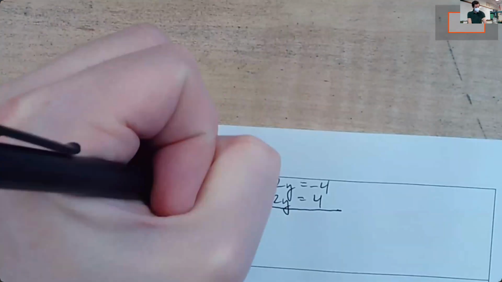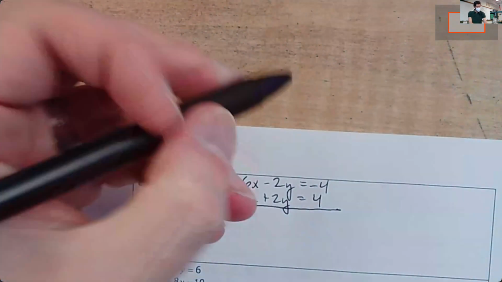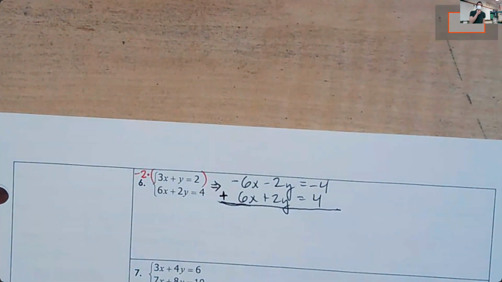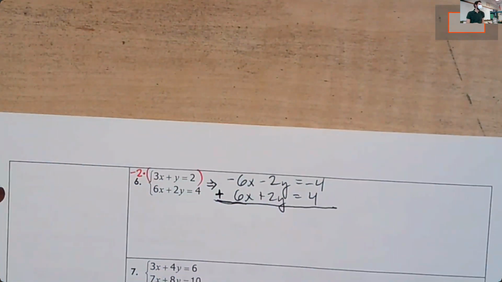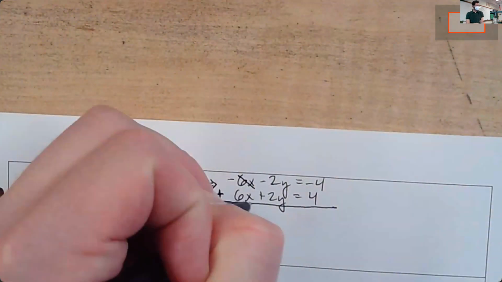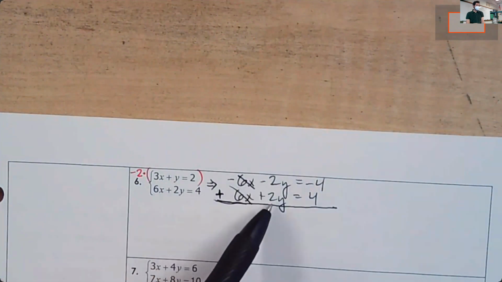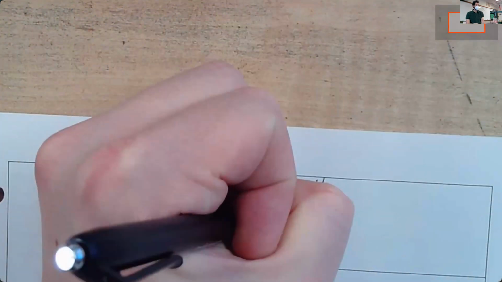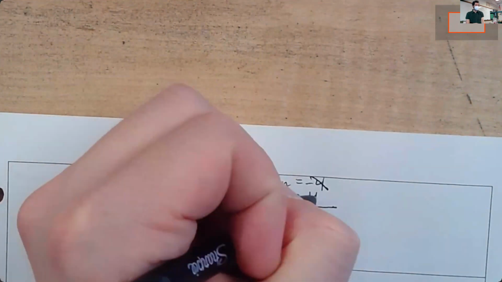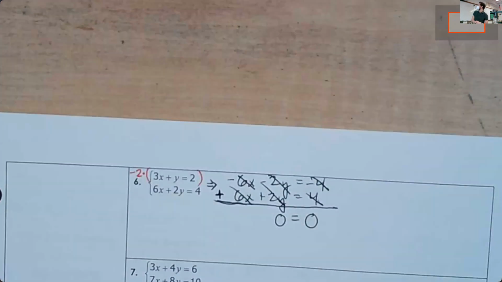Now we are in a situation where we can set this up here. We have opposite values in front of the variable. So we're going to add together. Does anybody have an answer for this one yet? This one ends up being pretty quick. Because a negative 6x and a positive 6x, those are opposites. If we add them together, those cancel out. A negative 2y and a positive 2y, those are opposites. So those cancel out. So on the left side, we've got 0. On the right side, negative 4 plus 4, those are opposites. Those cancel out. So we get 0 equals 0.